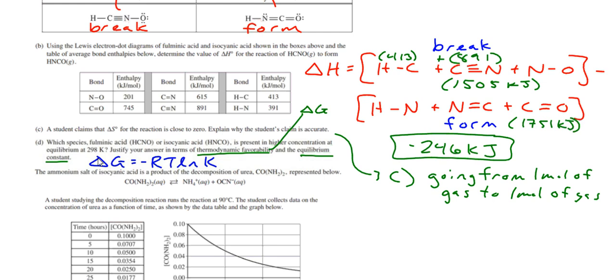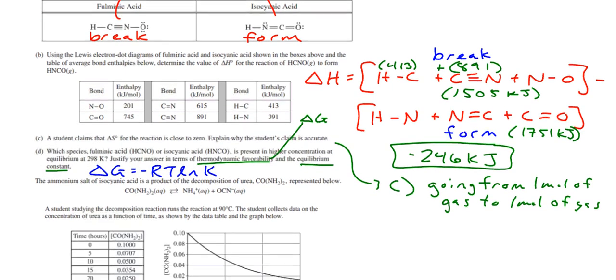Found that, right? So here's the thing. They're saying justify your answer in terms of thermodynamic favorability and the equilibrium constant to show that which one. What you need to understand is that if you're talking about this, this is actually a more in-depth question than it might appear. If this is zero, then this is out. And I already know change in H is negative, right? So that means that this is negative. That means this is negative. So then what does that mean for my K?